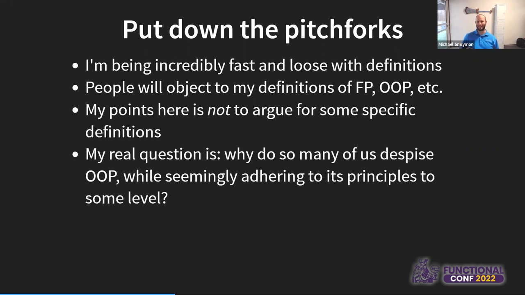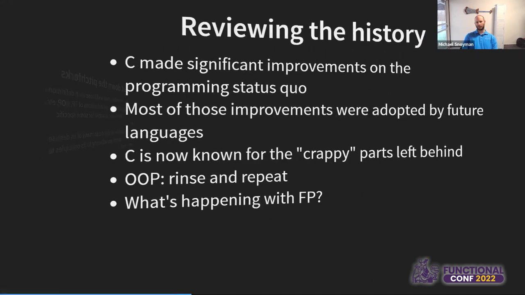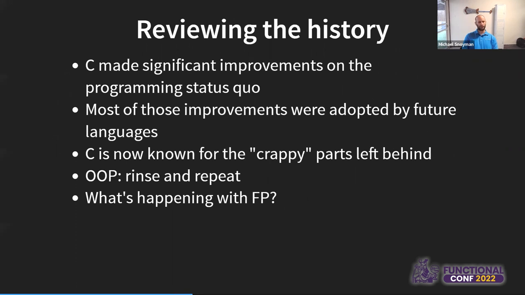Why is there an attack and a hatred of OOP in the functional programming world when we seemingly adhere to many of the principles, at least on some level? So let's review what I've said so far in this talk, review the history. We had a language called C, and it made significant improvements on the programming status quo, which was assembly at the time. It introduced new concepts, new abstractions, and it was great and made coding much better.